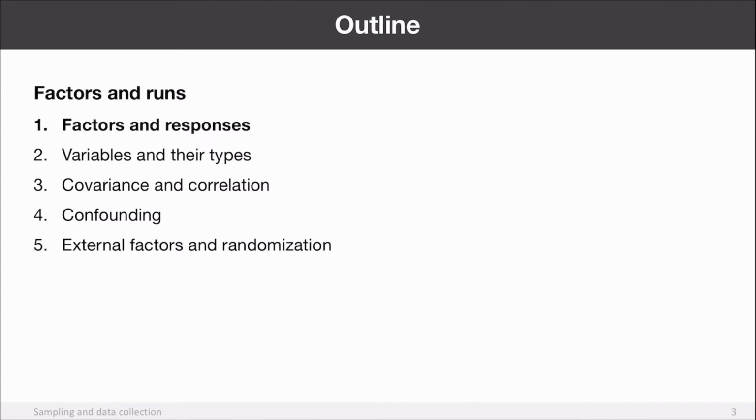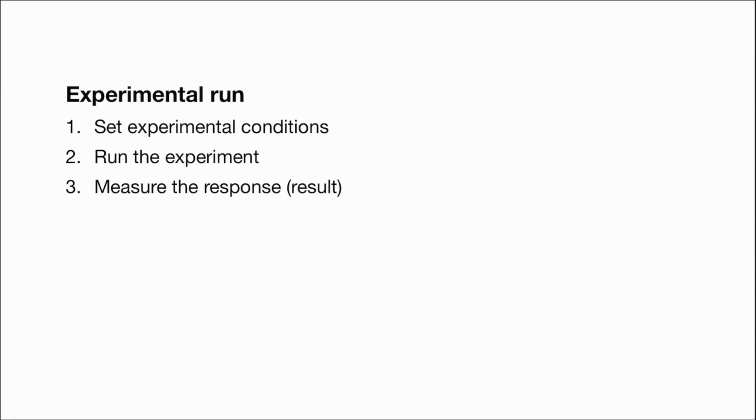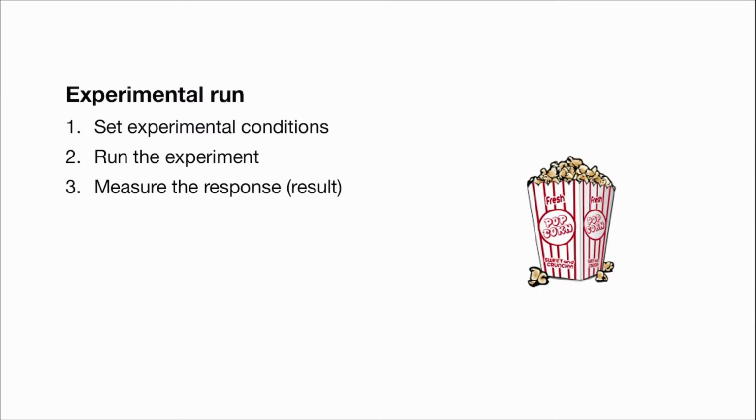It's the factors and responses. So what is a factor and what is a response? First of all, let's think about a typical experimental run. How do you run your experiment? How do you run one particular test? Usually you start with setting up experimental conditions, then you run it, and then you measure the response if you can do that, right?